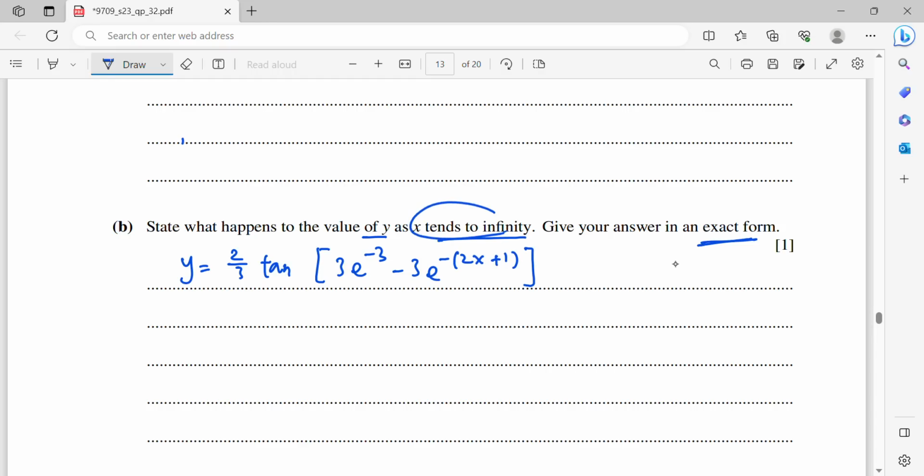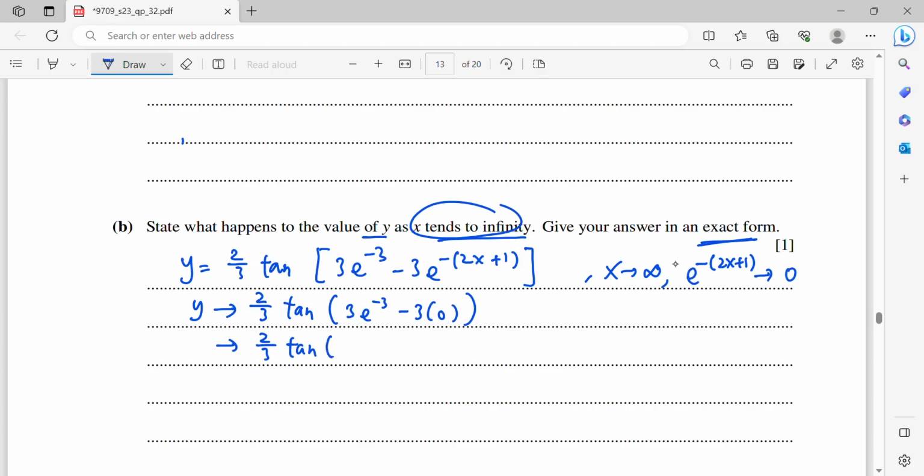So when x tends to infinity, the exponential of negative 2x plus 1 will tend to 0, because negative means 1 over. So 1 over infinity will be 0. So from here, I will write my y tends to 2 over 3 tangent 3e negative 3, then here minus 0. That means it tends to 2 over 3 tangent 3e negative 3. So that's the answer.